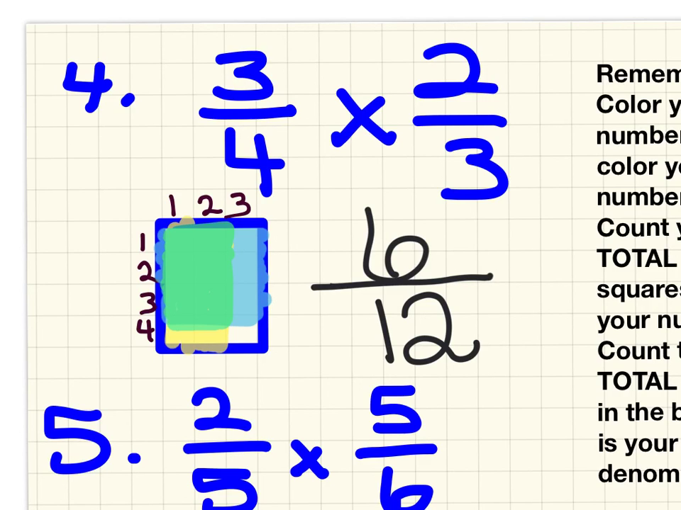Some of you might be saying, hey, shouldn't we simplify that? And of course, that is a great answer. But in these models, you do not have to simplify. We are just trying to see that you know how to do the models.